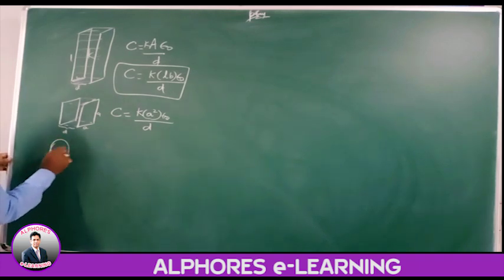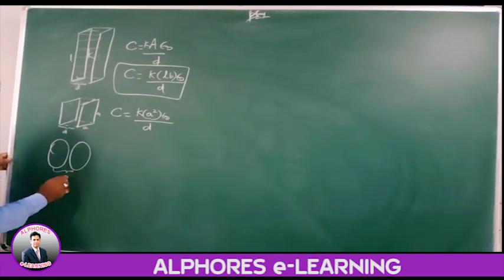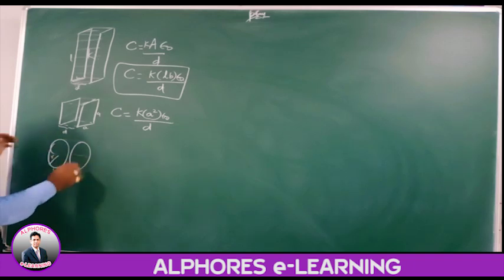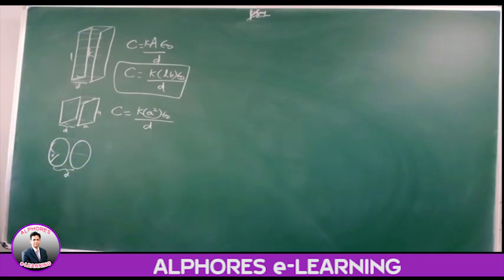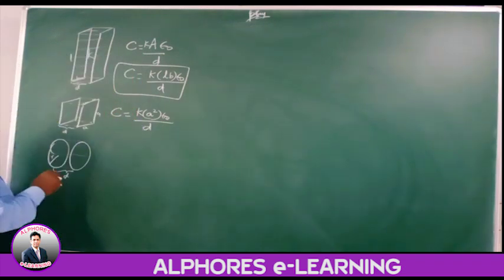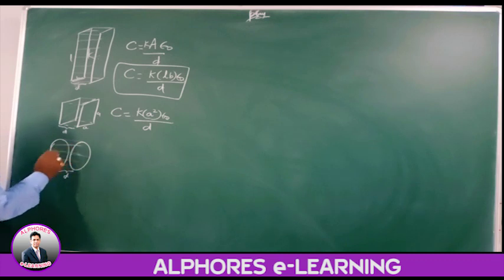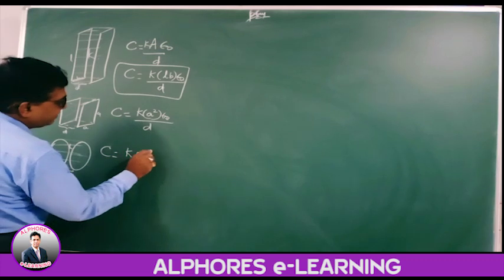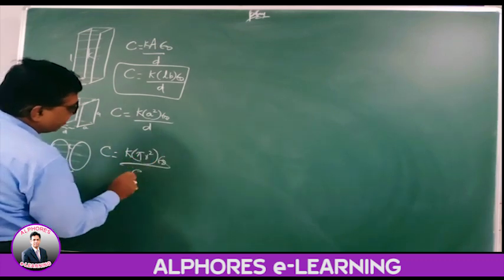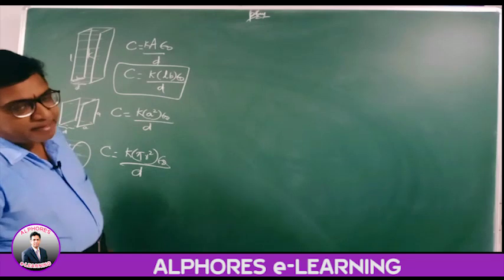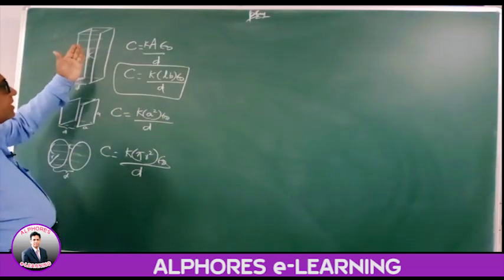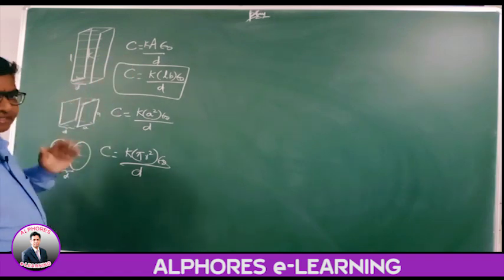If the capacitor is made up of two circular plates of radius R with separation D, and the space between them is filled with dielectric K, then the capacity is K times the area of each plate, pi R square, epsilon naught by D. So for parallel plates, if they are rectangular it is L into B, for square plates A square, and for circular plates pi R square.